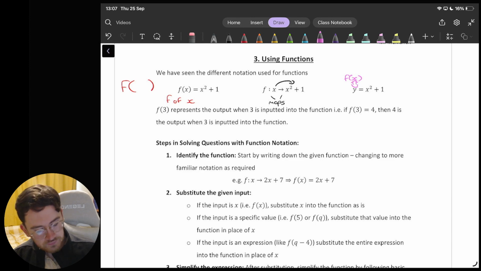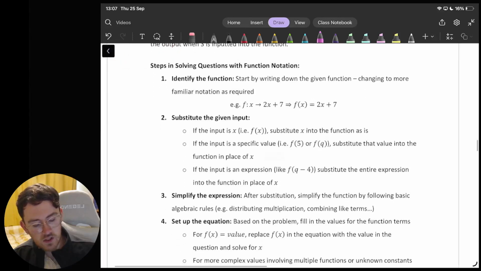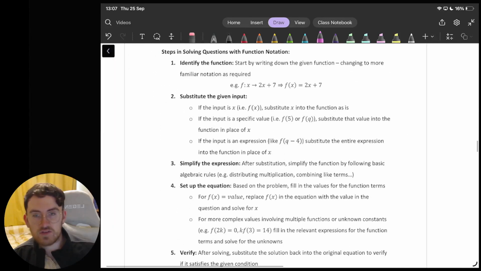Okay. So let's look at what we need to know to be able to solve questions with our function notation. The first thing I've said is you need to be able to identify the function. So if the function is given to us in one of those more confusing notations, which to me is the middle one, the f maps x to 2x plus 7, that maybe isn't as clean as we would like to be able to work with it. So we might rewrite it as our f of x is equal to 2x plus 7. It just makes it cleaner. It makes it easier for us to work with.